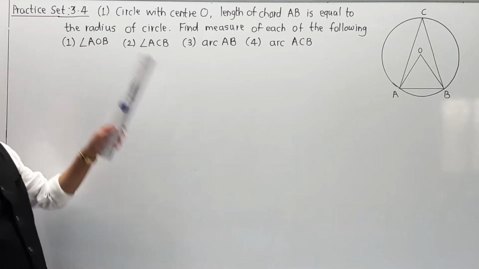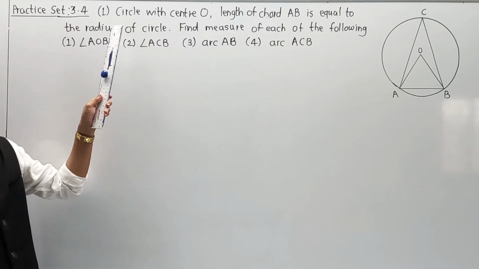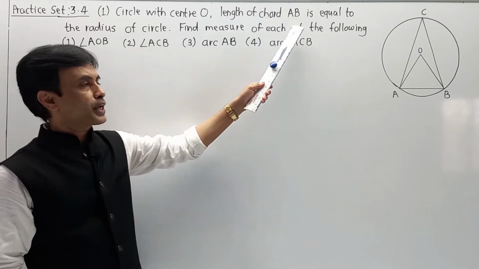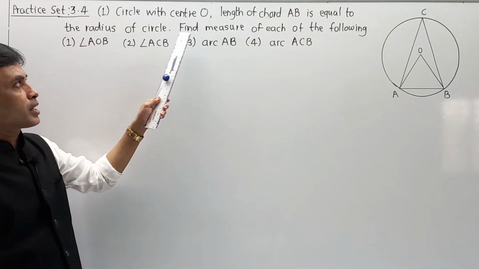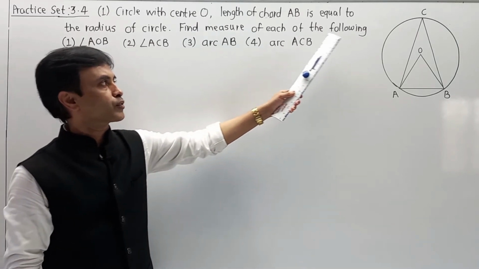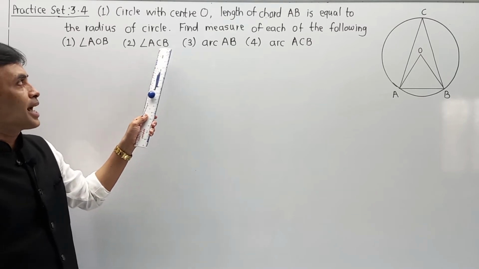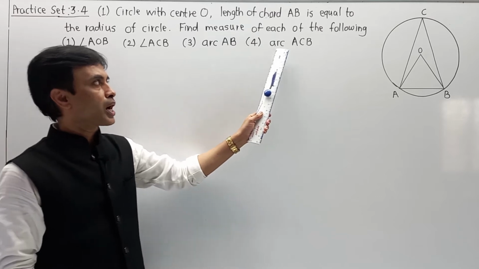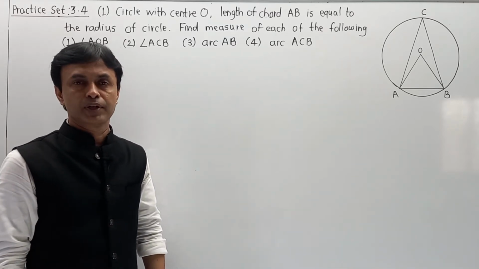Hello friends, now we are going to start practice set 3.4. The first question is: in a circle with center O, the length of chord AB is equal to the radius of the circle. Find the measure of each of the following. First, angle AOB; second, angle ACB; third, measure of arc AB; and fourth, arc ACB. These are the four parts given over here.